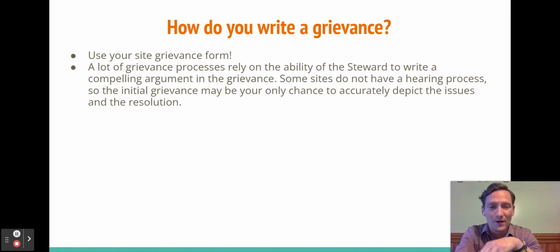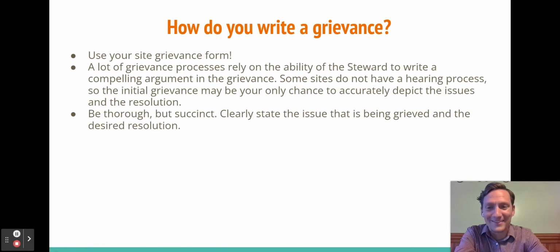A lot of sites, the way it's built into the contract is you write the grievance up and it gets sent up the chain of management and it has to be reviewed. And then it gets decided based off that, right? So the initial writing might be your only chance to really depict the issues and the resolution that's desired. So that argument has to be compelling. It has to be complete. It has to be thorough.